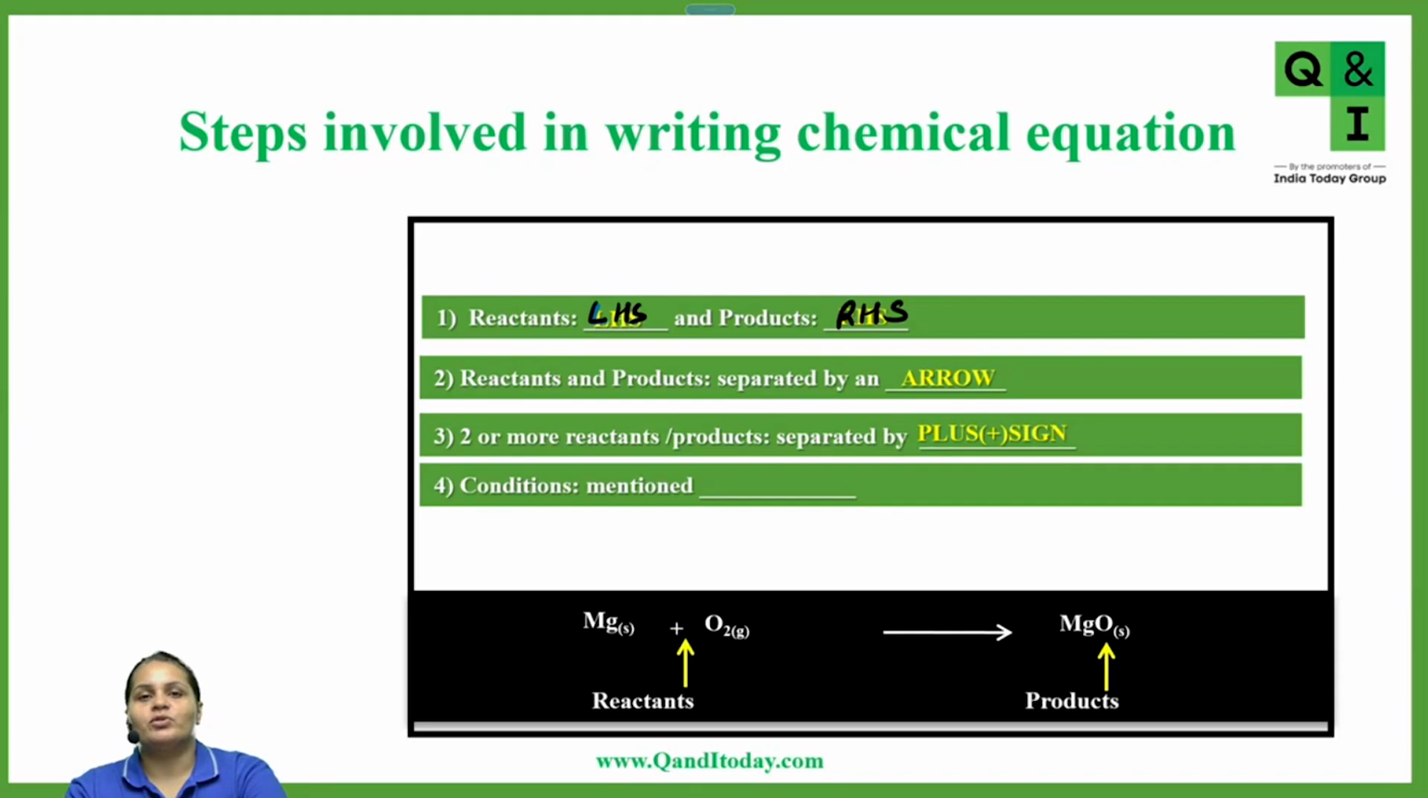Conditions of the reaction are mentioned where? Like if I have to heat it, if I have to increase the pressure, or if I need any catalyst, where shall I write the conditions? Above the arrow mark. Exactly, on the arrow. Like I used the triangle sign to show heating. Okay, so I hope you understood how to write an equation.